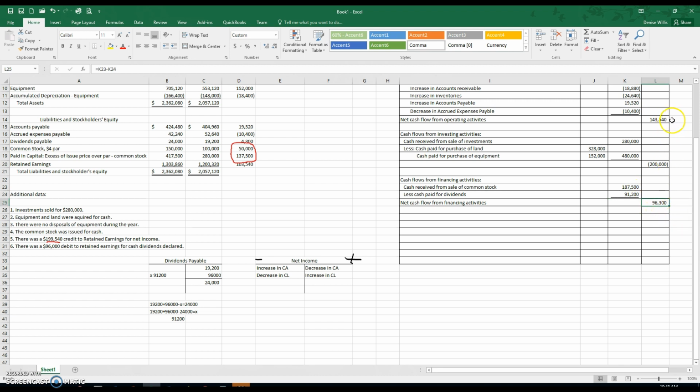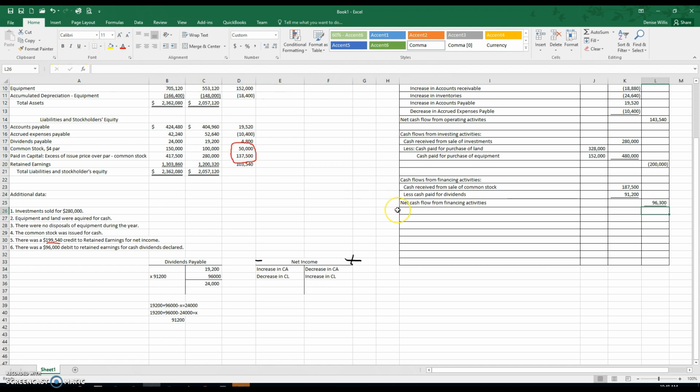So we've done all three sections. Operations provided $143,540 in cash. Investments used $200,000 in cash. Financing activities provided $96.3 in cash. So we have all three sections now. Let me underscore that. We're going to now just find a sum of this column. So let's find our handy auto sum button here since I'm on Excel. Okay, 39,840 is that minus that plus that. So 39,840 is the increase in cash.